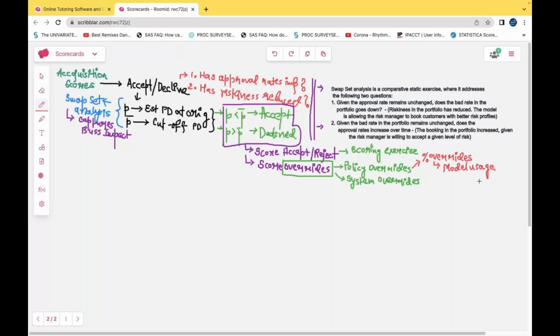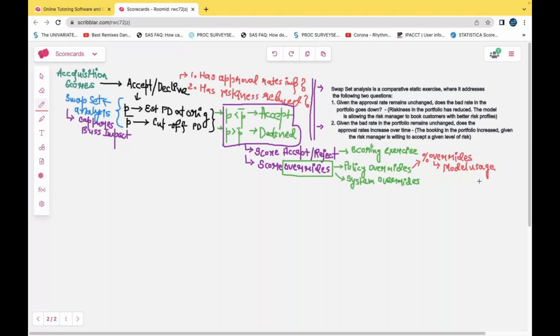So ideally, if you are continuously monitoring your models, after a point of time you would observe that when the model performance is going down, the override rates are increasing, right? Now, increasing override rates will also have certain implications on the acquisition strategy that the bank takes.